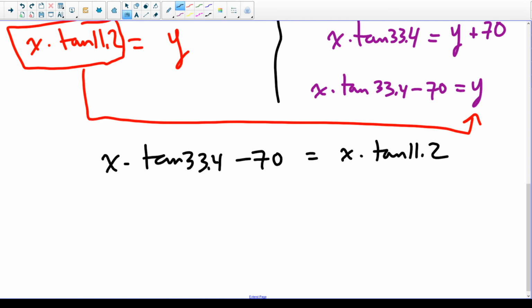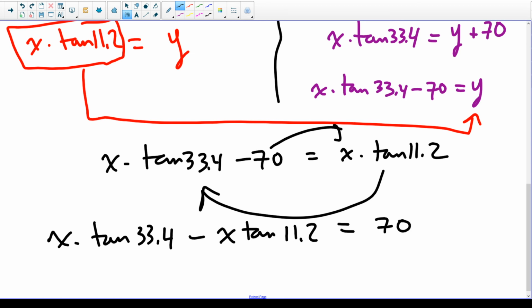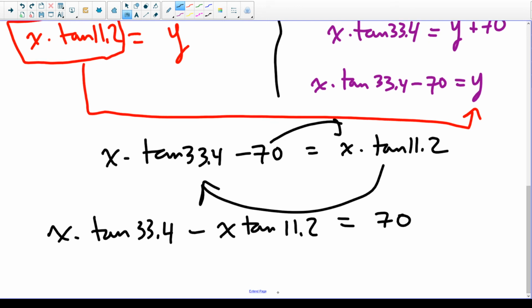How do I get x all by itself? So we're dealing with algebra now, right? So when you have x's on both sides of an equal sign, that is a bad thing. We always want to get all of our x's to the same side. So we're going to take the term that x is involved with and bring it over there. And at the exact same time, we're going to bring the minus 70 onto that side. So we're going to have x times tan 33.4 minus x times tan 11.2 equals 70. So I just took the x tan 11.2 and brought it over to the left-hand side and brought the 70 over to the right-hand side.